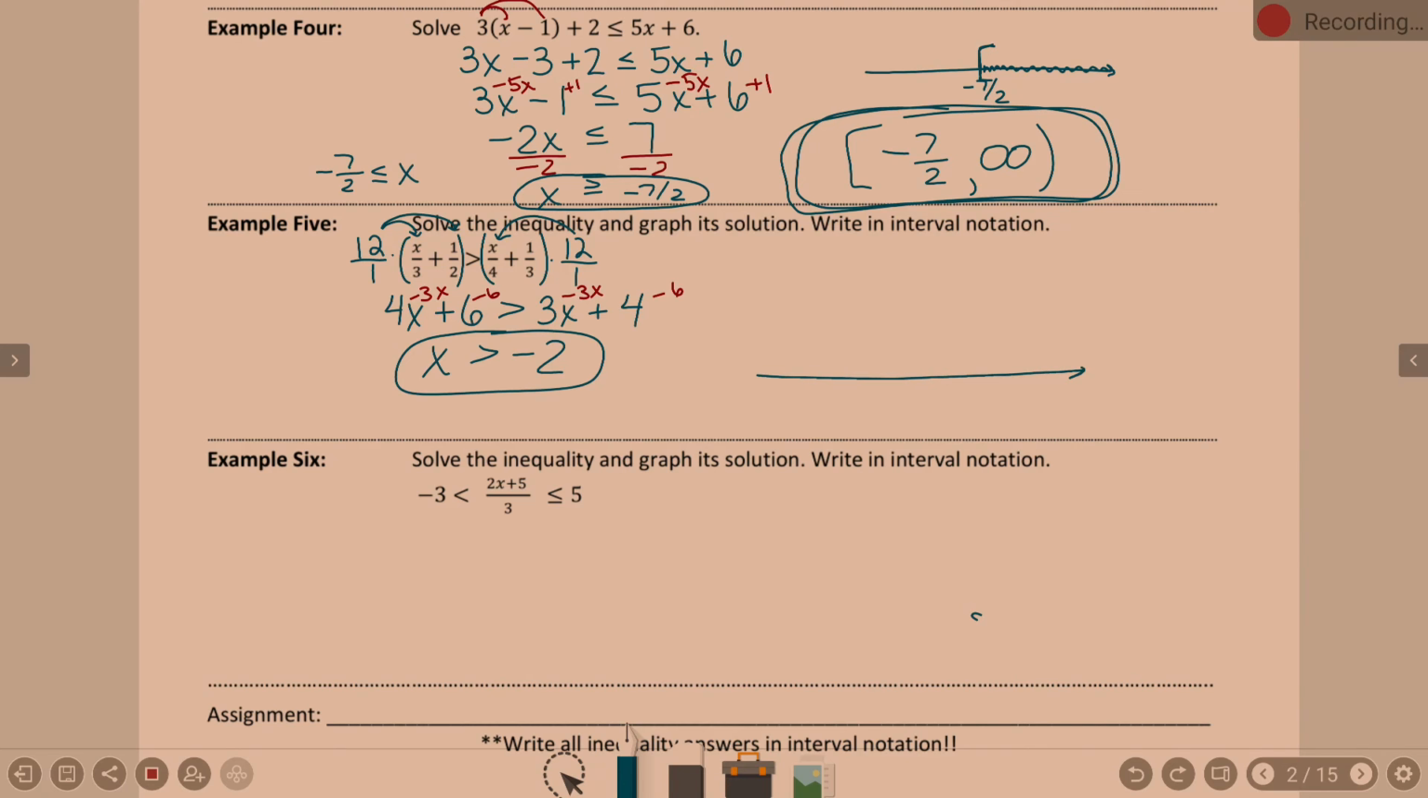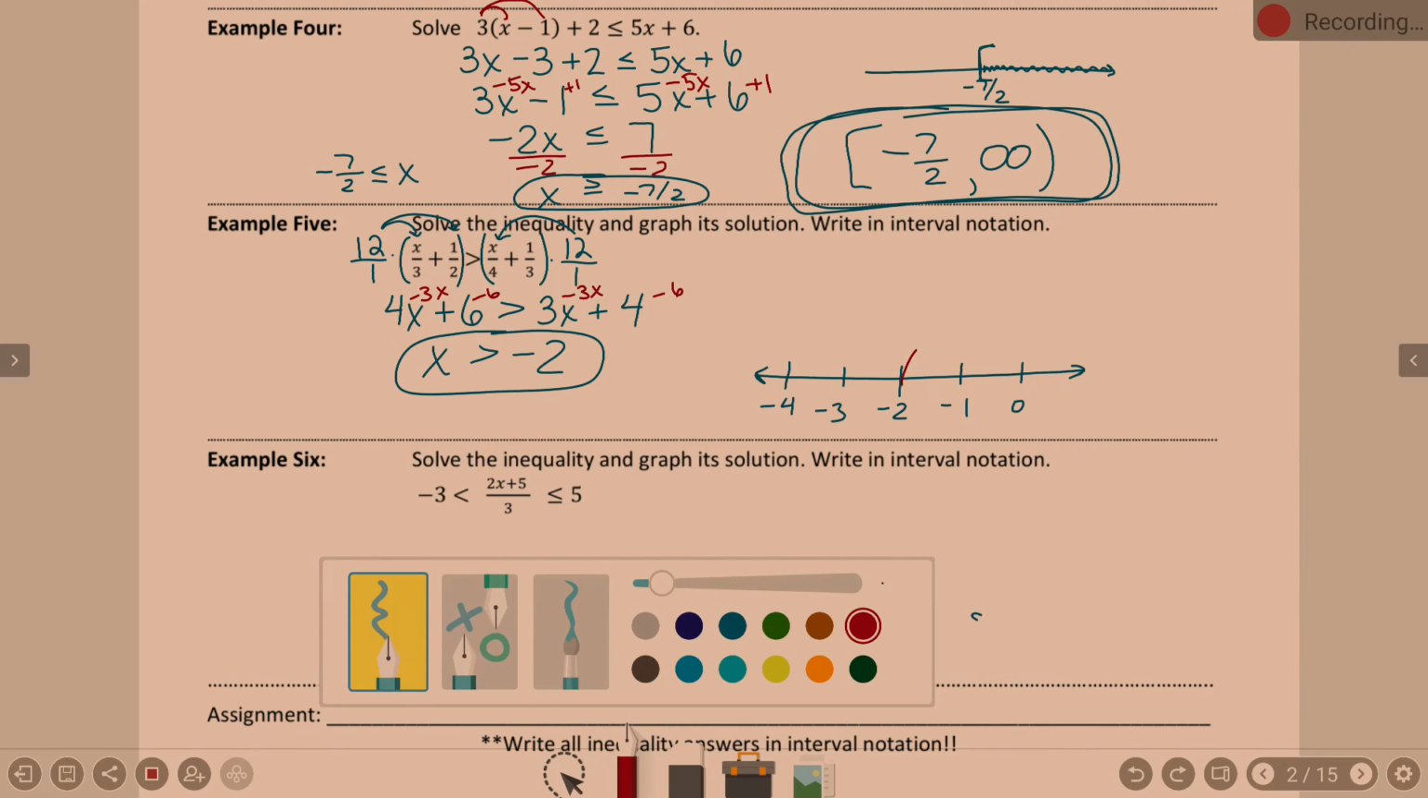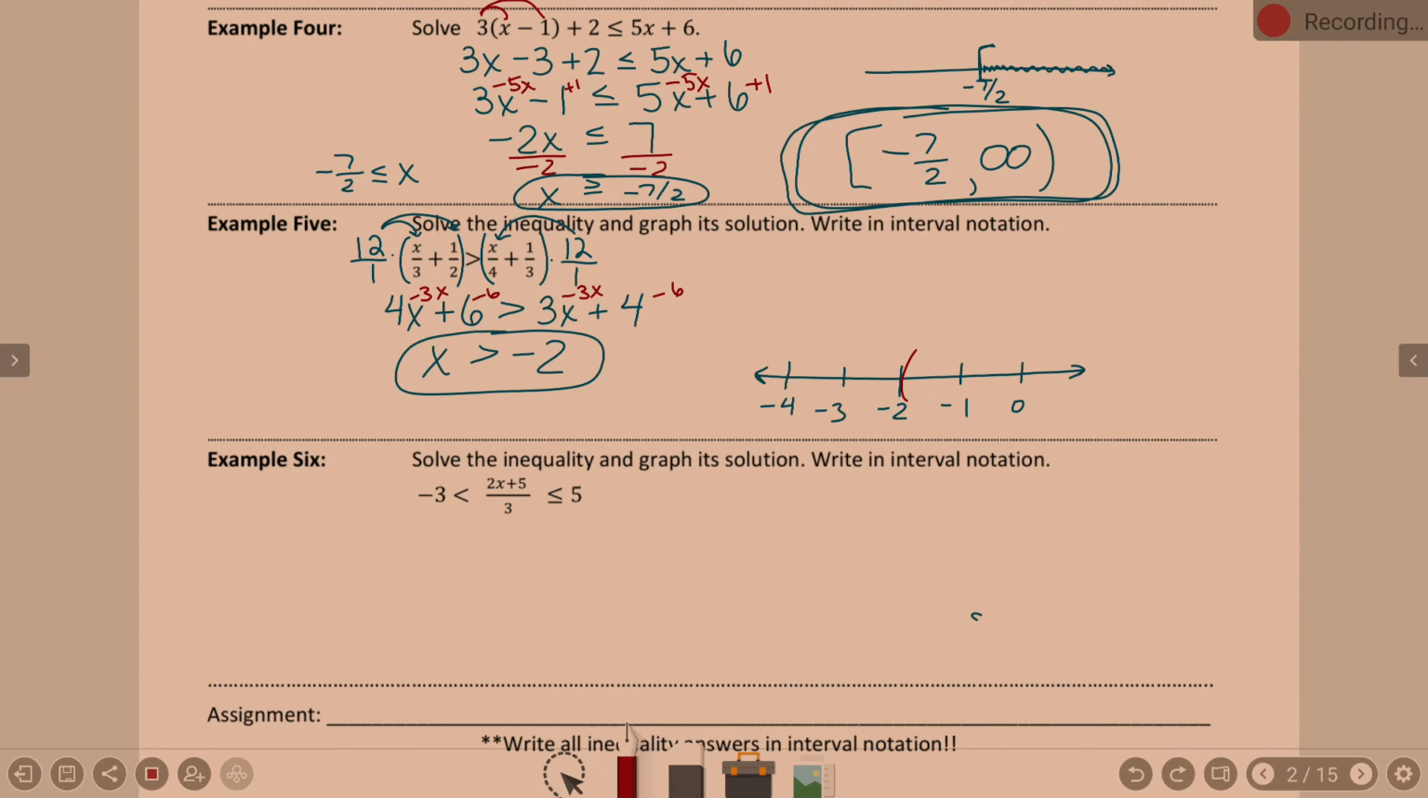So, x greater than -2. What do we do? I want -2 on the graph, along with some of its friends. X greater than -2. What do I put at -2? A parenthesis, because a parenthesis is equivalent to doing an empty circle or a hole, right? Which way do I shade? To the right, because it is greater than.